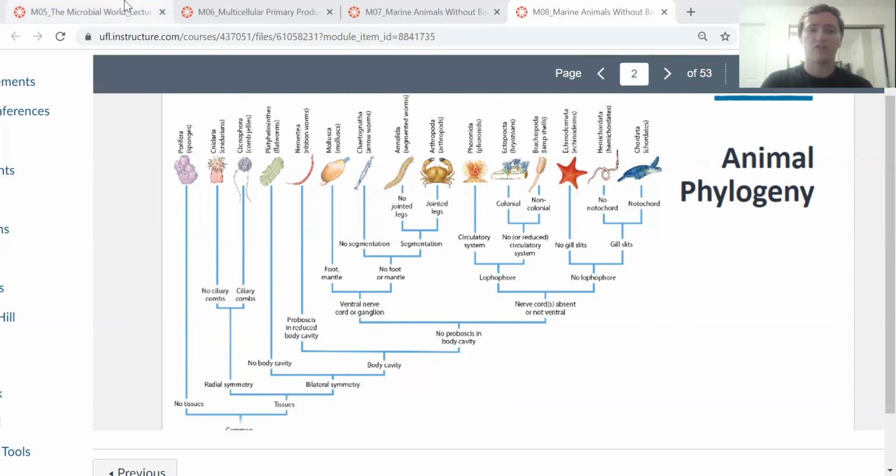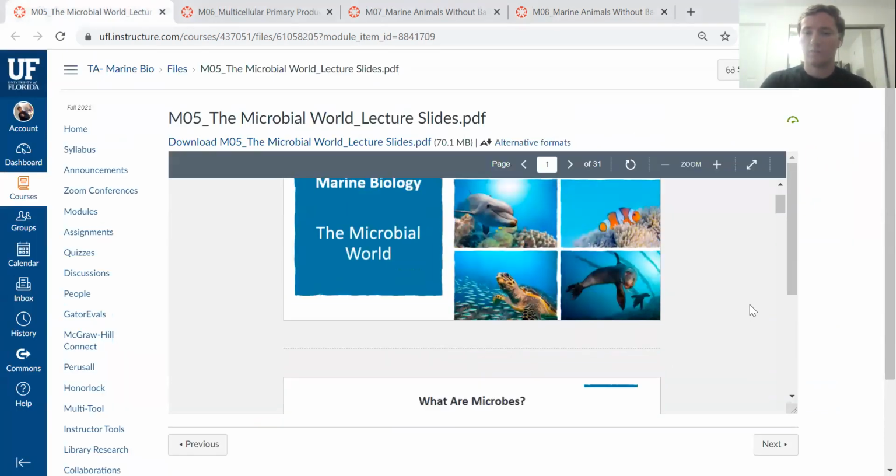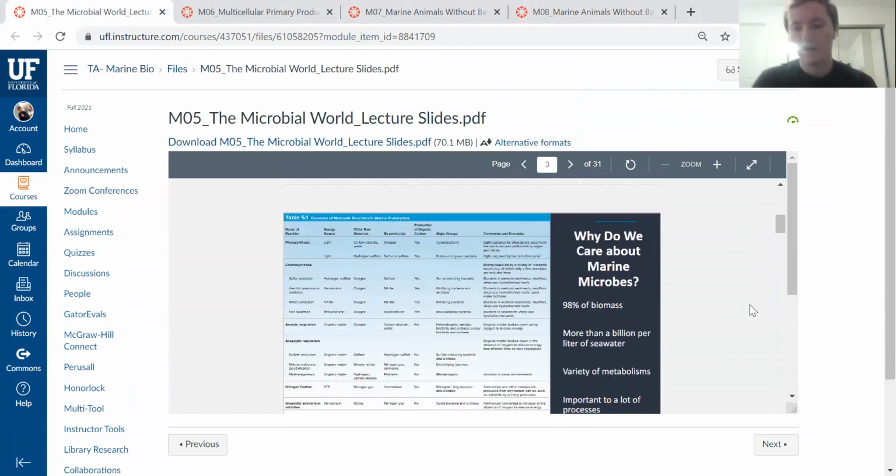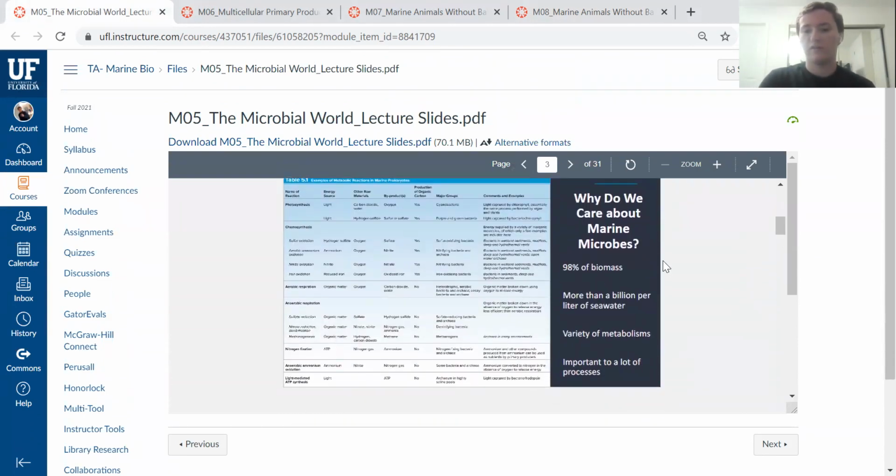But I want to start off our lecture with the microbial world and talk a little bit more about some of our primary producers. Most importantly, this statistic here: 98% of all marine biomass is marine microbes, which is really kind of crazy to think about.